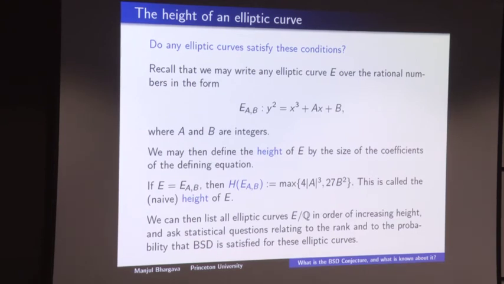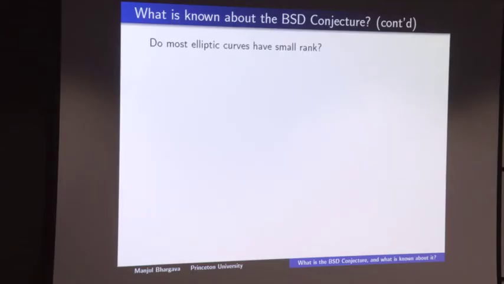And then we can ask statistical questions relating to the rank and to the probability that BSD is true for these curves. The question is, do most curves tend to have rank 0 or 1? Do most curves tend to satisfy BSD? Do any curves satisfy BSD? These are questions to ask.